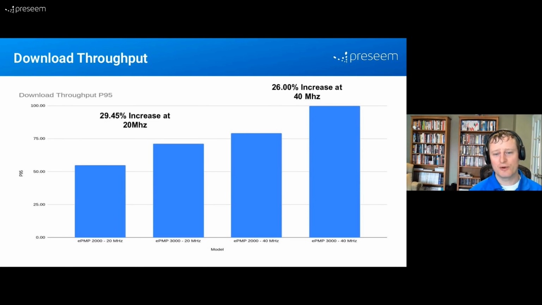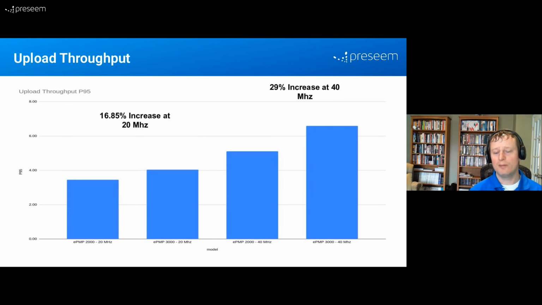So in terms of download throughput at 20 megahertz, the pattern here is pretty much the same. I got a 30% increase in download throughput for the 3000 versus the 2000. At 40 megahertz, there's about a 26% increase in the throughput. And on the upload side of things, it's actually a little bit inverted from the connected stations, in that we have a 17% increase at 20 megahertz and about a 30% increase at 40 megahertz.